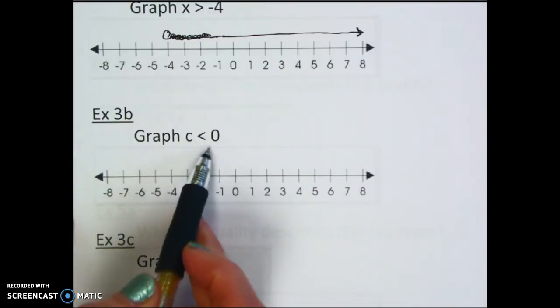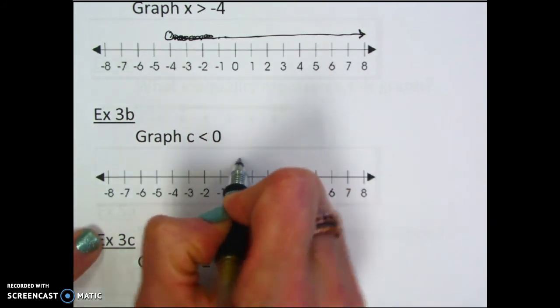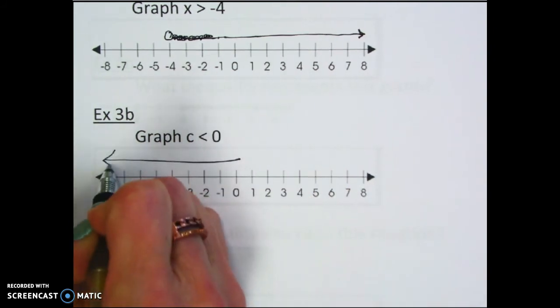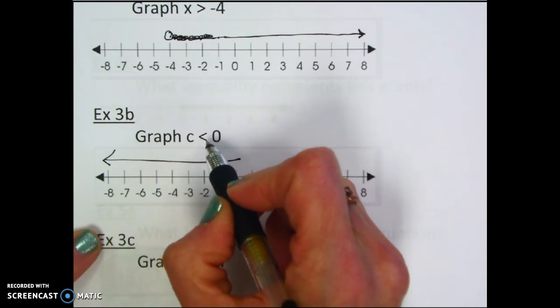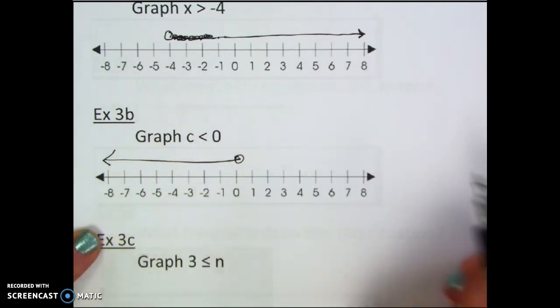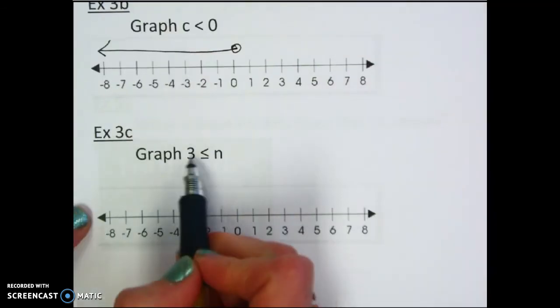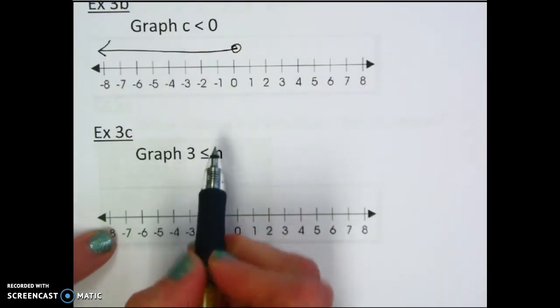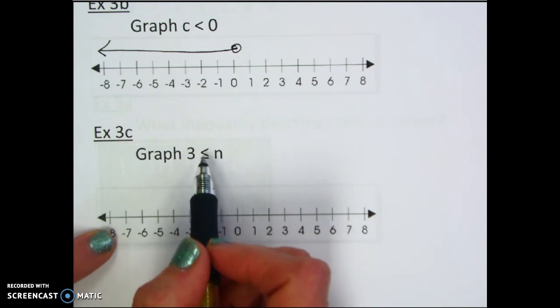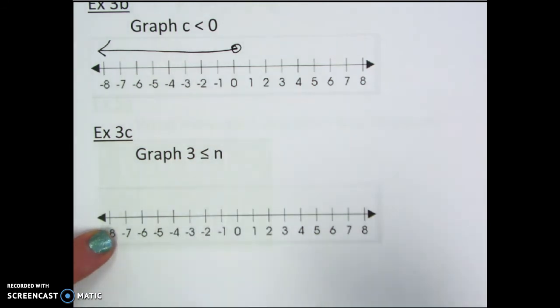Okay, C is less than 0. Here's 0. We want all the points that are less than 0, but because it's not equal to 0, we don't want to include the point 0. So we again have an open bubble there. If we have greater than or equal to or less than or equal to, we are going to have a closed-in bubble because we want to include that point.